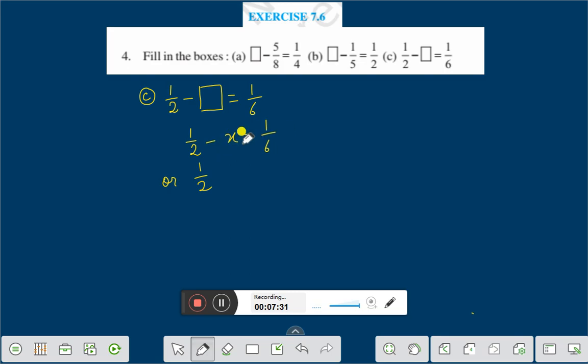If we take this 1 by 6 before the equal to, then it will be minus 1 by 6. And this is minus x. If we take it to the right side of equal to, then it will be plus x. That is x equal to 1 by 2 minus 1 by 6. Now we have to find the LCM of 2 and 6.